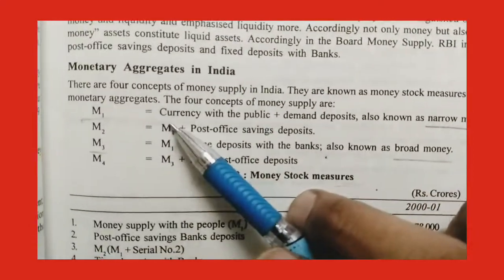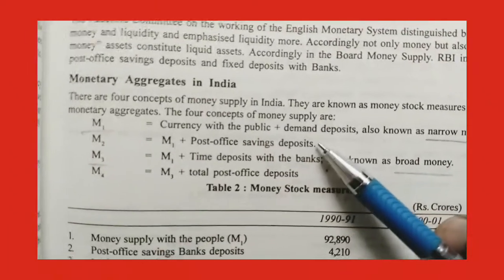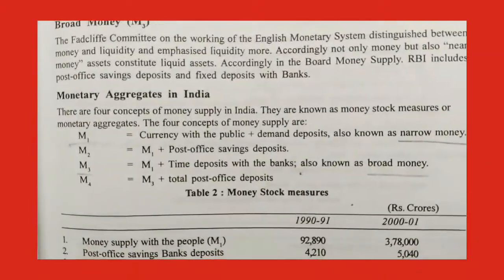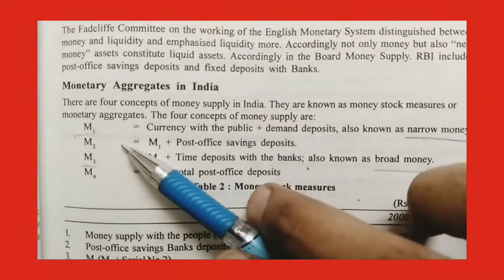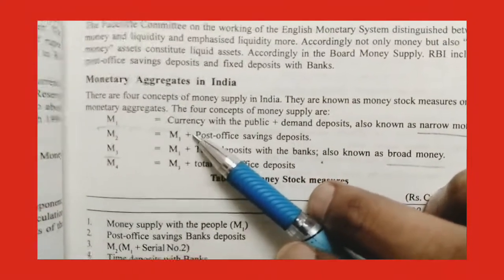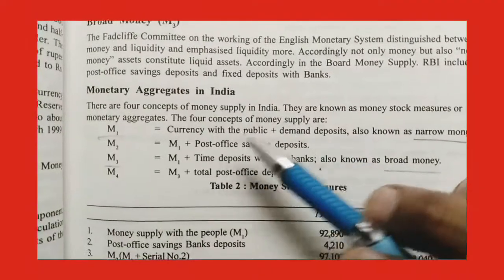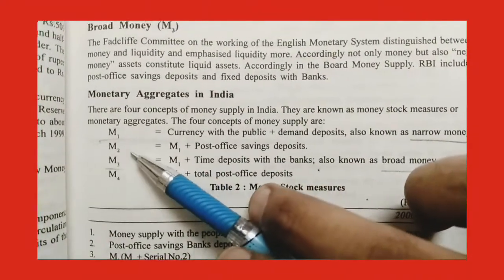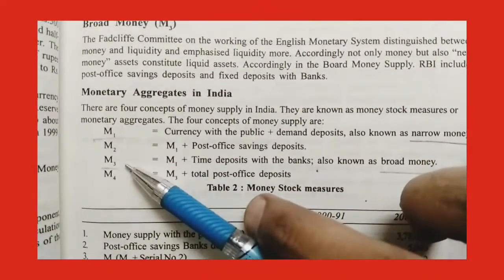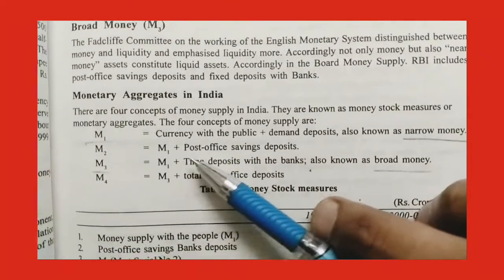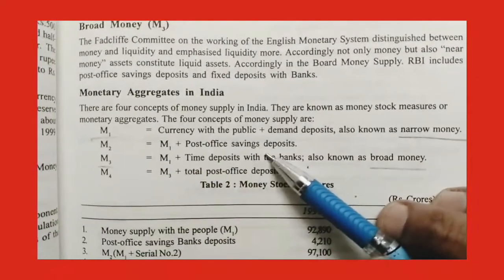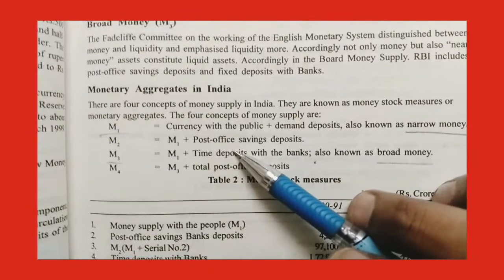M1 is currency with the public plus demand deposits. It is also known as narrow money. M2 is M1 plus post office savings deposits. So currency with the public, demand deposits plus post office savings, we call the M2 money supply. M3 is M1 plus time deposits with the banks. Here we exclude the post office savings.